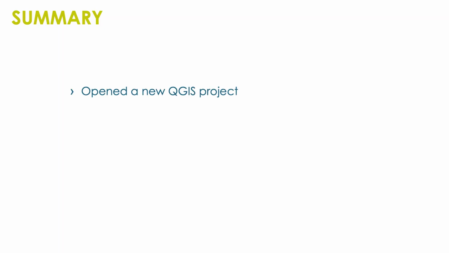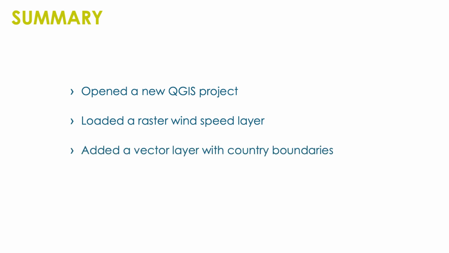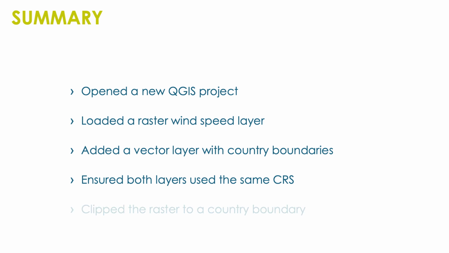So to quickly recap what we have done, we first opened a new QGIS project. Then we loaded a raster wind speed layer and we added a vector layer with country boundaries. We have ensured that both of these layers are using the same coordinate reference system, and finally we clipped the raster to a country boundary.